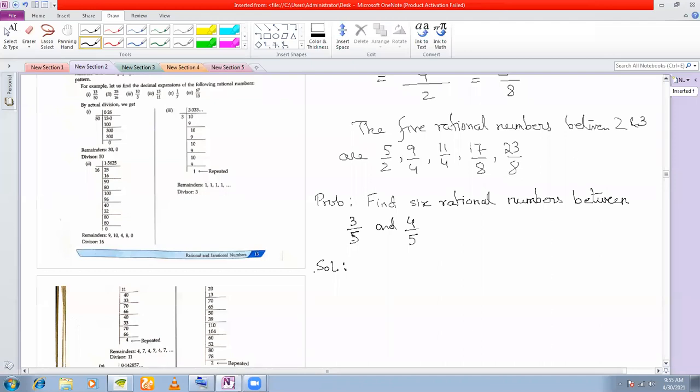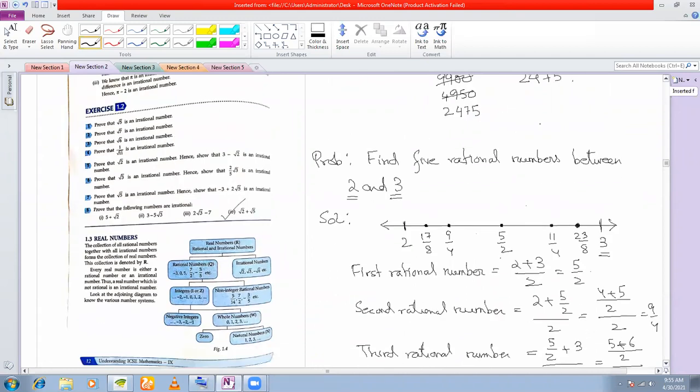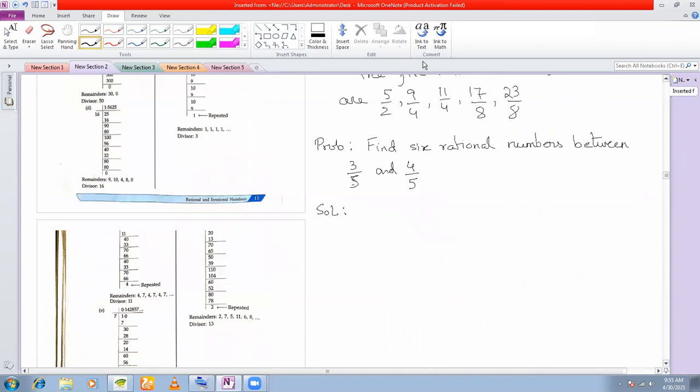Now the difference I told you between this question and the last question that we discussed in the last class was that we had to insert 5 rational numbers between 2 integers, 2 and 3. This time we have to insert 6 rational numbers between 2 fractions. These are not integers. 3 by 5 and 4 by 5 are fractions, or themselves rational numbers. Okay. How to insert 6 rational numbers?